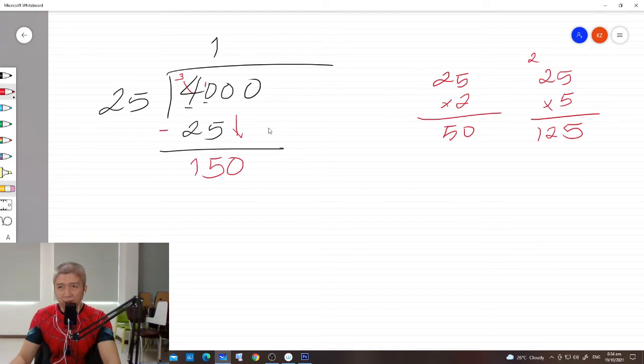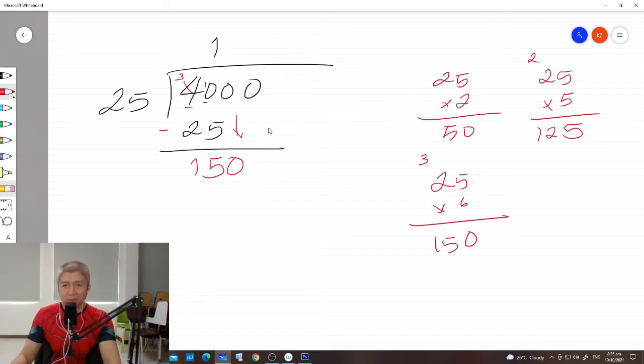So, pasok tayo sa 6. 25 times 6. Okay, so meron tayong 30. Meron tayong 12, 13, 14, 15. Okay, so eksakto, 150. So, 6. 6 times 25 is 150.